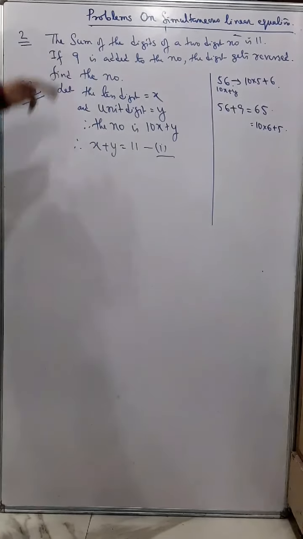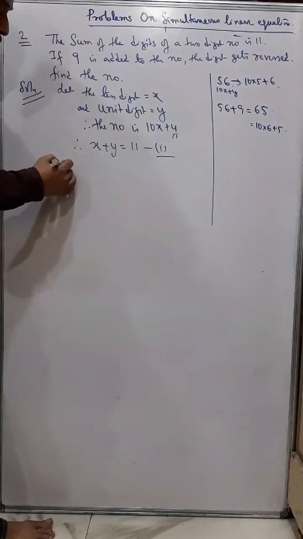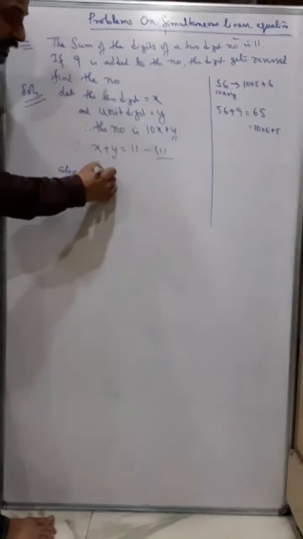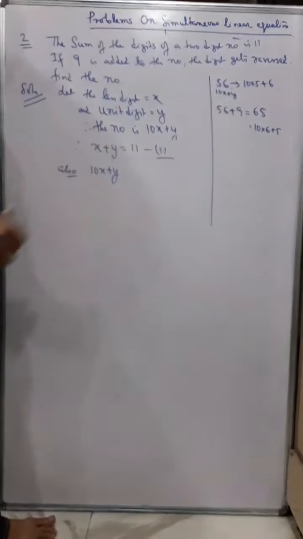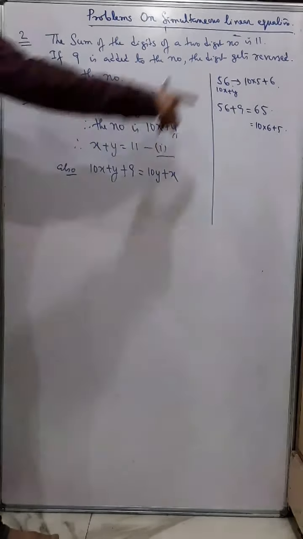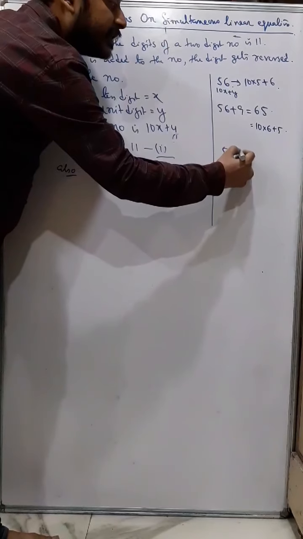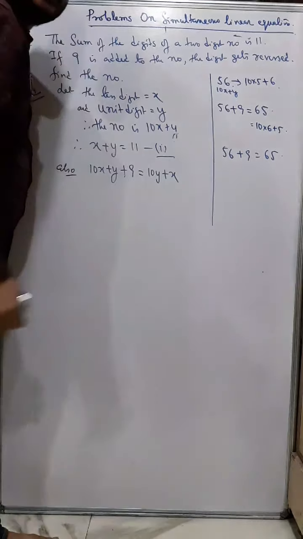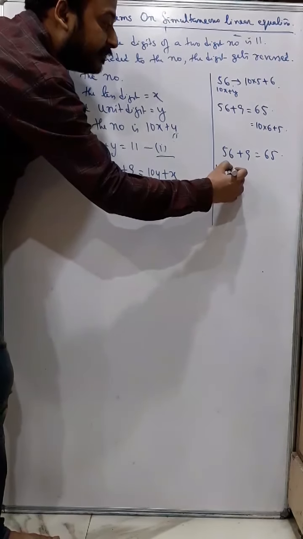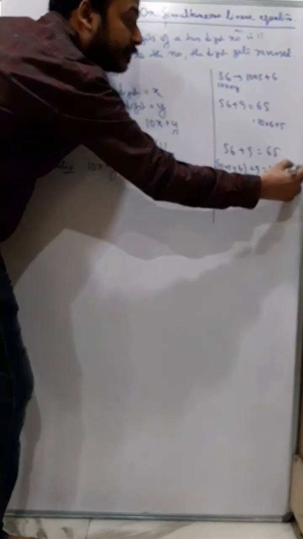And second equation, what they told, if 9 is added to this number, so that means I can say that 10x plus y is the number, plus 9, and then the digits get reversed. Then the number will become 10y plus x. Now this is happening because 56 plus 9 is becoming 65. Now 56 means 10 into 5 plus 6. I am adding 9 and then I am getting 10 into 6 plus 5.